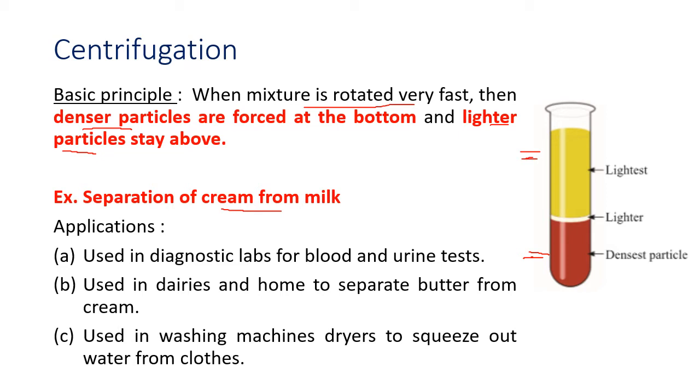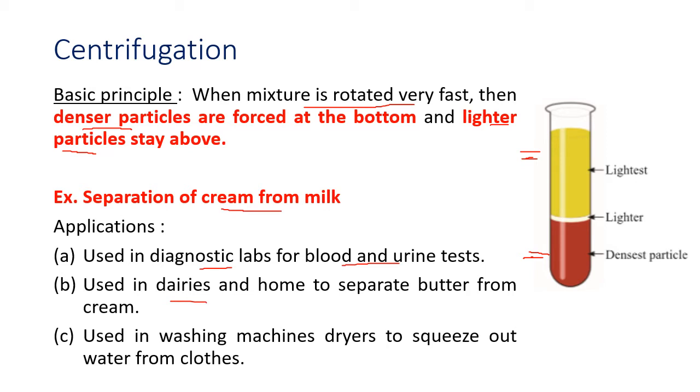And why do we separate it? Because the cream is the fatty part. Now, this method of centrifugation is used in diagnostic labs for blood and urine tests. Blood is also a mixture of different components, even urine is a mixture. So when rotated at a high speed, the heavier particles will settle down and lighter particles will come to the top. Depending on the blood or urine test we are doing, the layer is taken and tested.